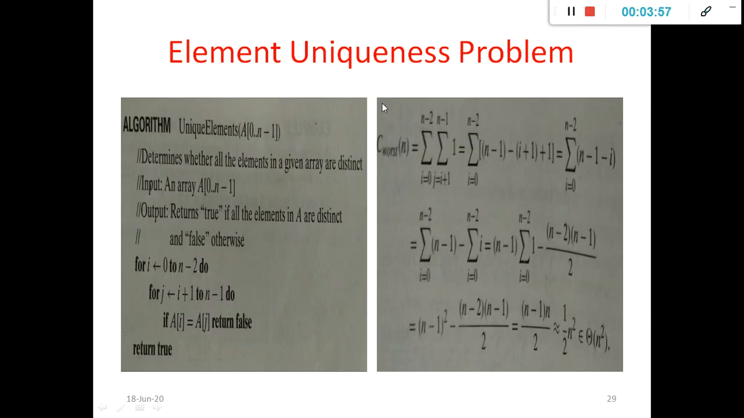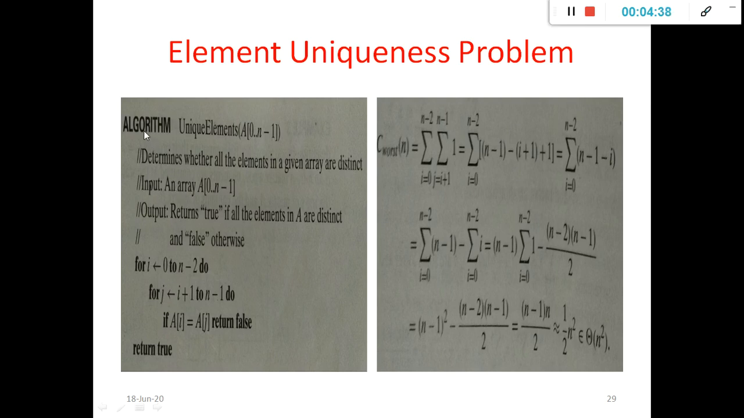Now let us see one example on which you have to perform mathematical analysis. This is a non-recursive algorithm to check whether all the elements in the given array are unique or not. This is called the element uniqueness problem. Here you have to determine whether all the elements in the given array are distinct or not. The input for this algorithm is an array with input size n, and its output returns true if all the elements in the array are distinct, otherwise returns false. This is the input and output for this algorithm.